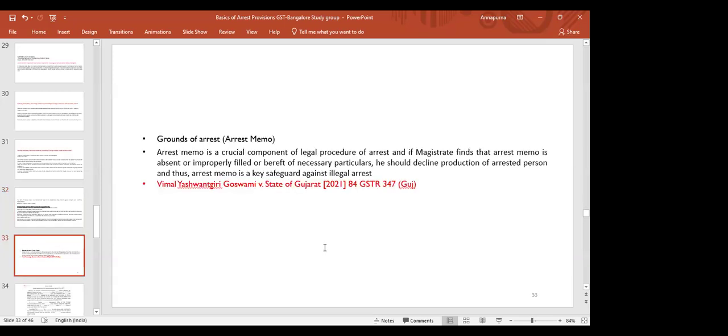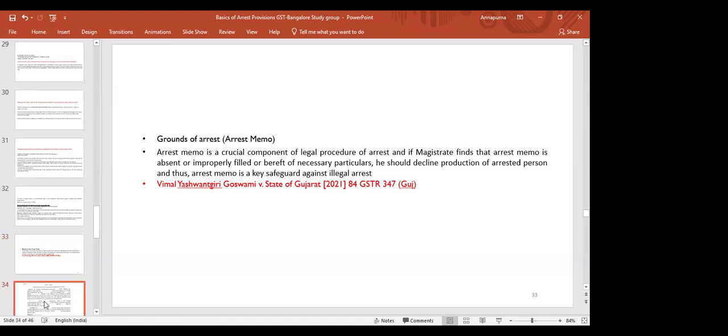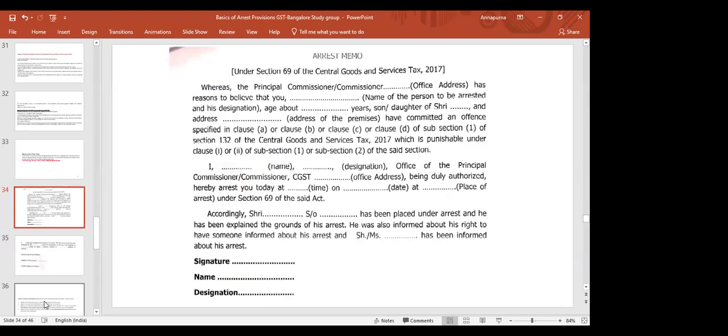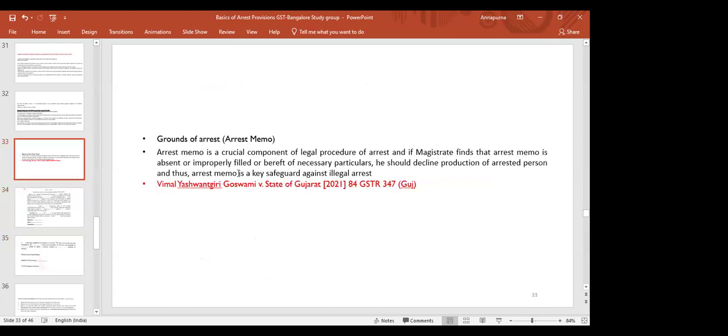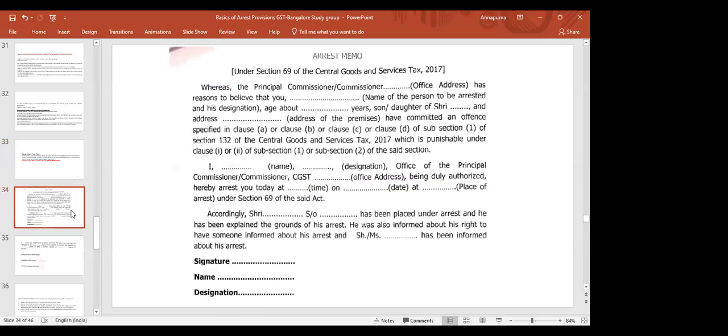Basically, we see the arrest memo, sir. It is a very crucial component, and if the magistrate finds that it is absent or not filled correctly, even on that ground they can safeguard against that arrest. This is the format of the arrest memo which has been specified. If it is incomplete or not filled properly or not containing the contents as required, then even that can be one of the grounds for safeguarding against illegal arrest. I was trying to read this in one of the decisions. I have to read that in detail. It was only a reference. I thought I'll bring it.